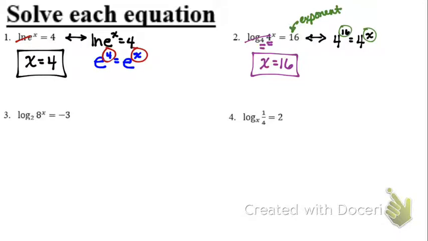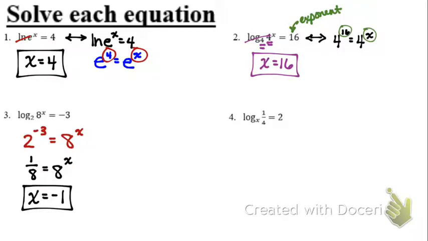What could I do on number 3? 2 to the negative 3 equals 8 to the x power. And then you get 1/8 on the left side, equals 8 to the x. Okay. And x would be -1. Is that the only way to think through that problem?